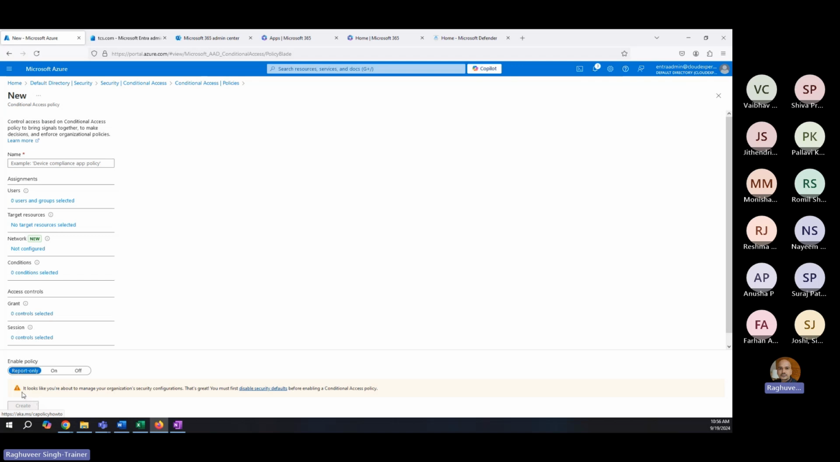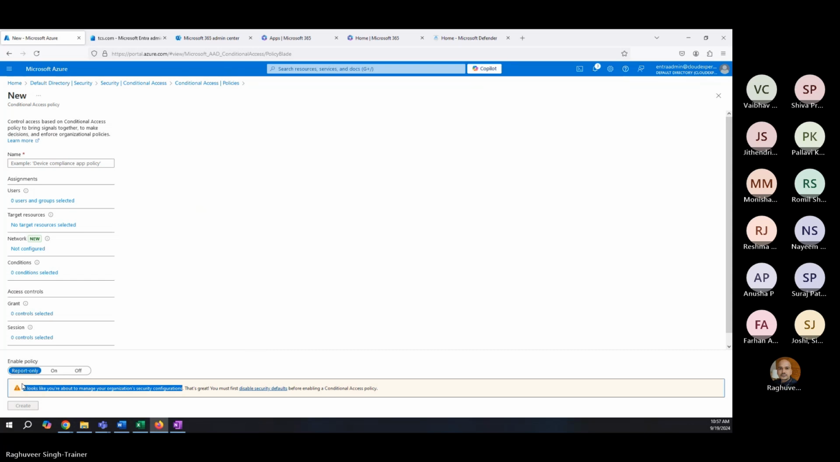Look at the bottom, it says it looks like you are about to manage your organization's security configuration. So Microsoft says, it seems that now you want to handle security yourself and take over this responsibility. Great. However, let's go ahead and disable the security defaults that I'm providing you by default, and you are on your own. Manage security yourself, now that you have got P1, P2 license. So you will find this option. That's what security defaults is.